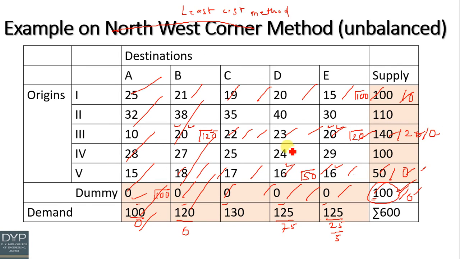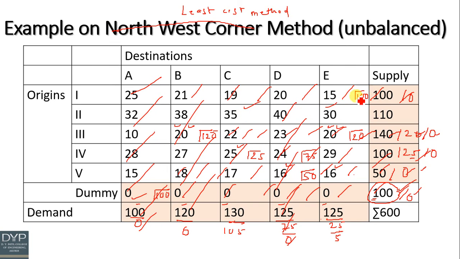Next is 24. So to this 24 I will be assigning the minimum of 75 and 100, that is 75. So 25 are remaining. I can remove this column. Next, the least remaining cost is 25. So for this 25, the minimum of 25 and 130, it will be only 25 that I can assign. So here it will be 0 and here it will be 105. I am removing this row, and there are now only 2 cells remaining.